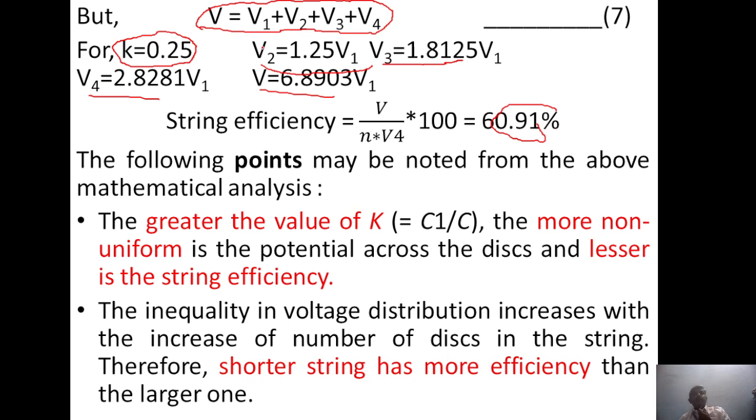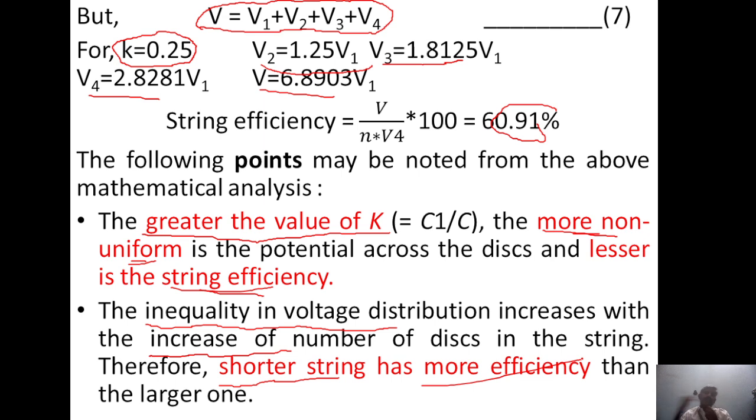Here, look at the voltage at each individual disk; it differs from one another. If K is greater, there is more non-uniform voltage distribution, so you will get less string efficiency. It may lead to puncture very easily. The inequality of voltage distribution increases with the increase in the number of disks in the string. Therefore, a string of shorter length has more efficiency than a longer one, because if you increase the number of disks, the potential distribution across each disk also becomes more unequal. Thank you.